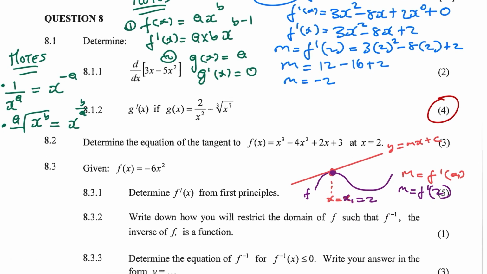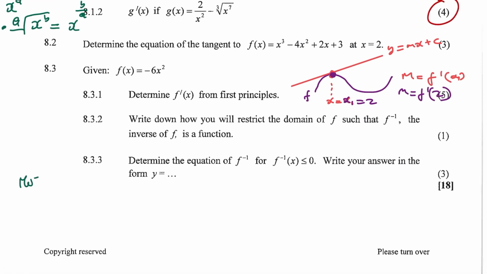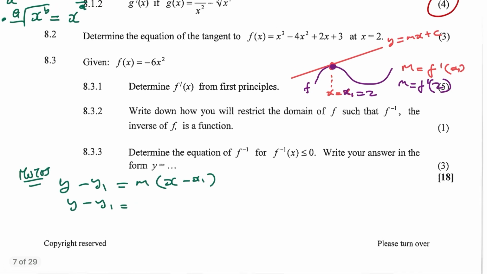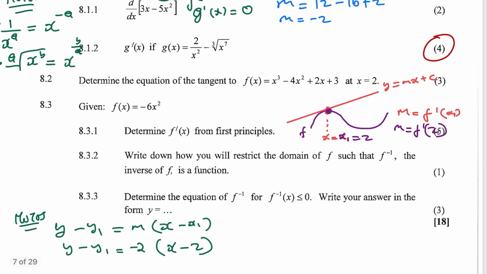Okay. So now that's your gradient. And from here, we need to then find the equation. Now to find the equation, you need to remember this is the formula that you need to use: y minus y1 is equal to the gradient times x minus x1. And remember, in this case, we already have the gradient. The gradient is negative 2, and we have already x1, which is 2. Now we need to find what is our y1.